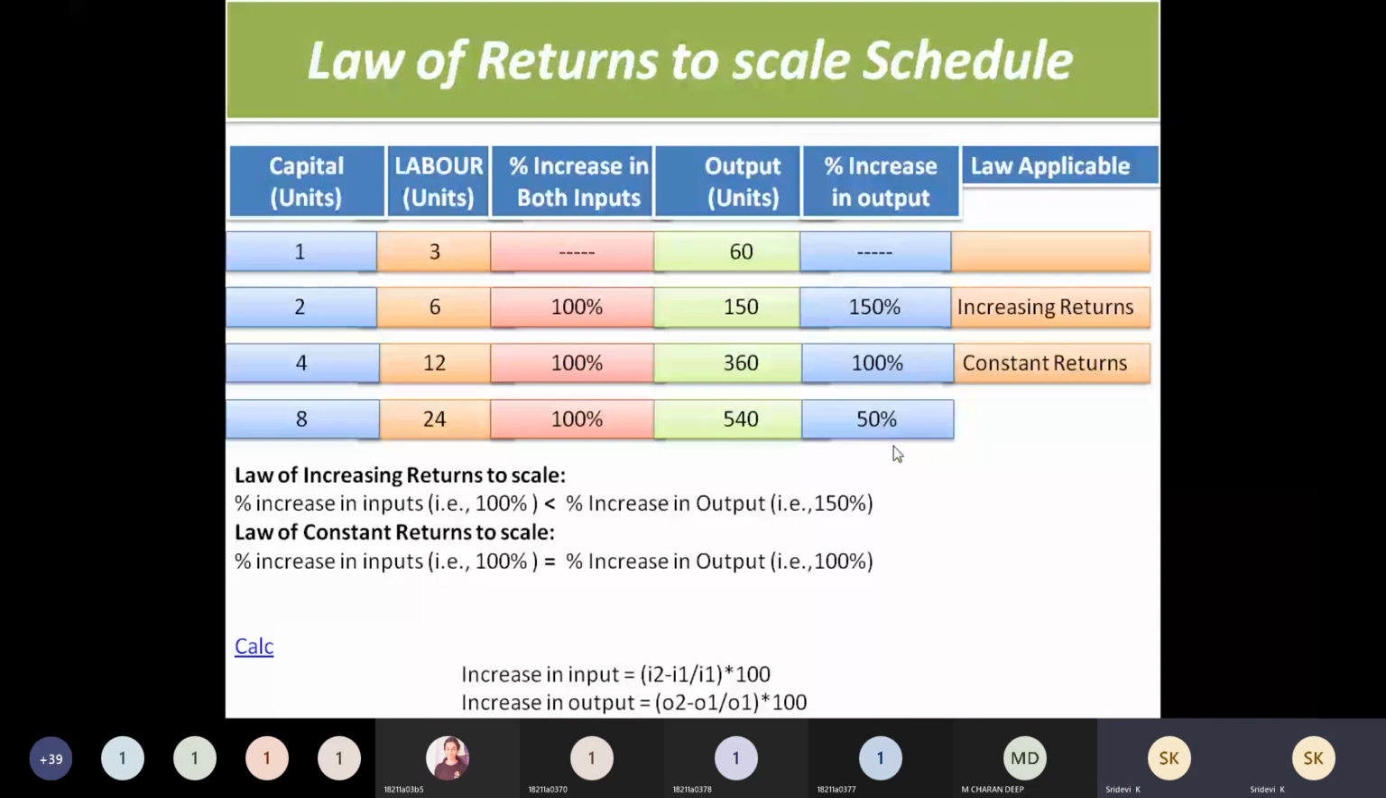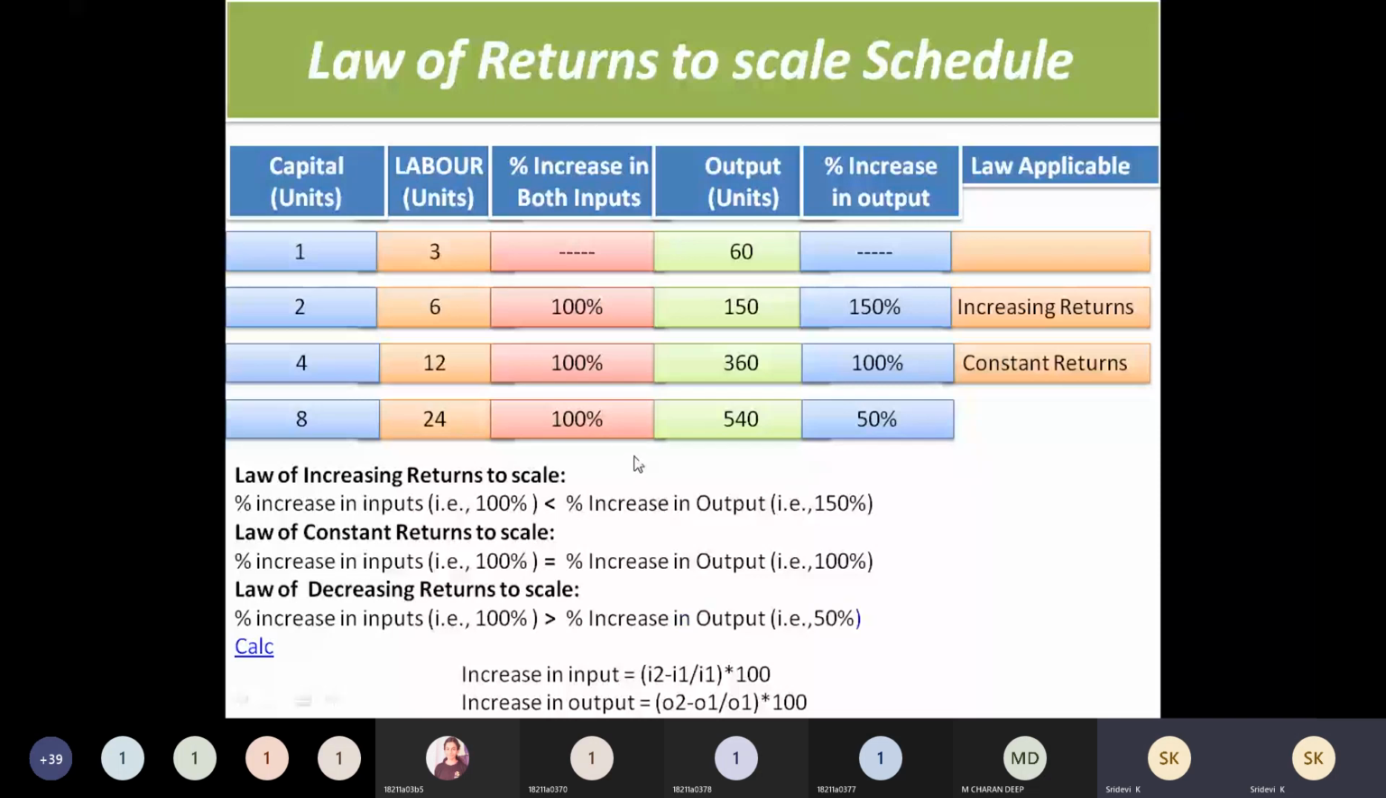Because I have taken here wrongly as 360 now. So if you take 360, you will get 50%. But don't take here 360. You change it to 300. So here the percentage of output is less than the percentage change in the input, no? So that will give you the decreasing returns to scale. So this is how you are going to show in numerical values, and you are going to create this law of returns to scale schedule.